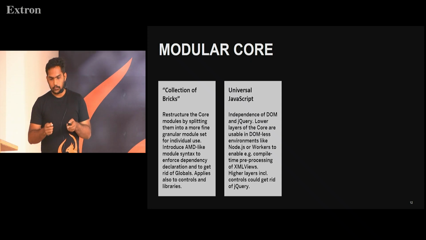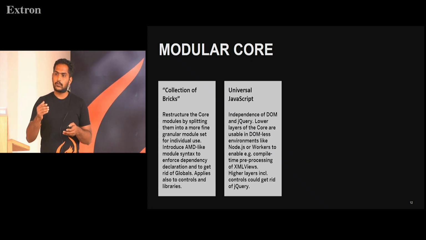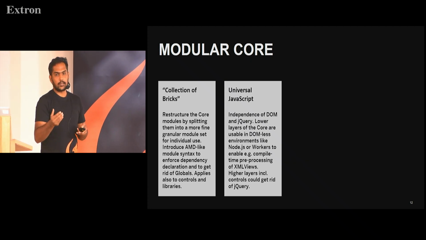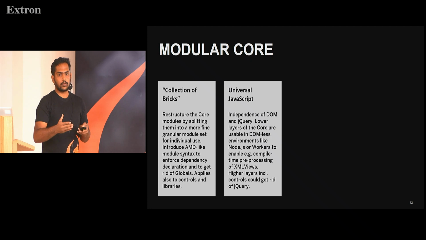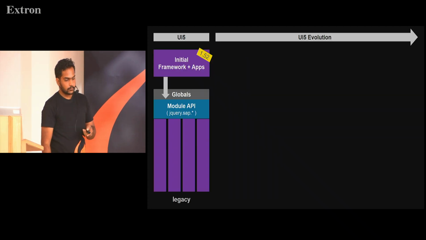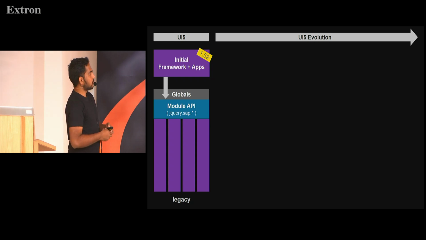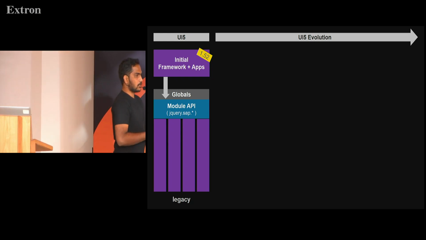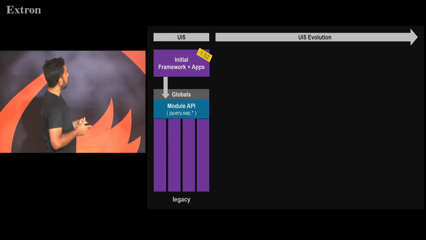Sometimes you have to remember that if the lower layer doesn't need your jQuery or DOM dependencies, it might be possible that even your upper layers don't require it. For example, when you are using a different programming model, in a UI5 web component API way. So this is how the modularization took place in UI5.